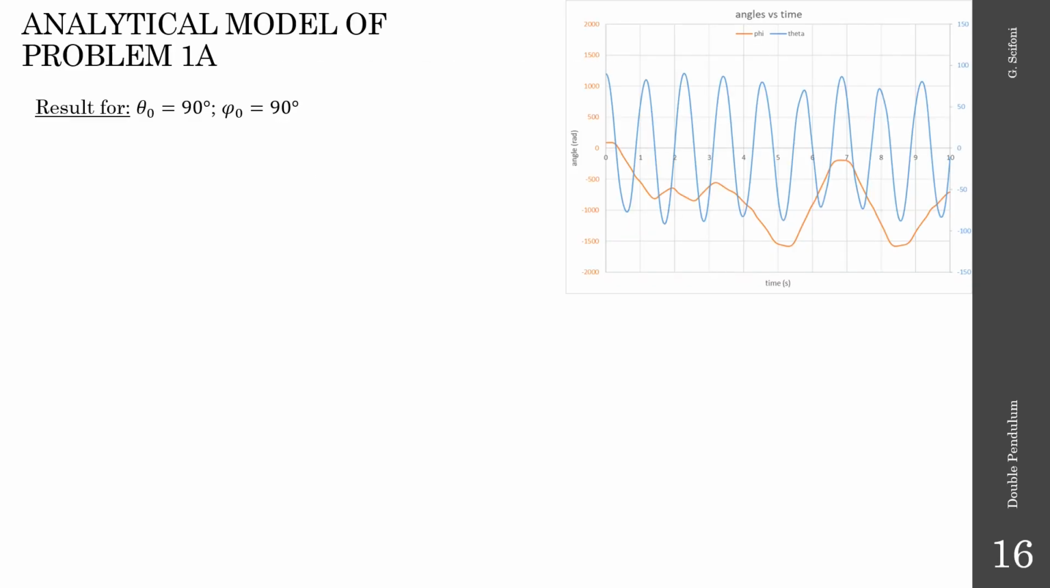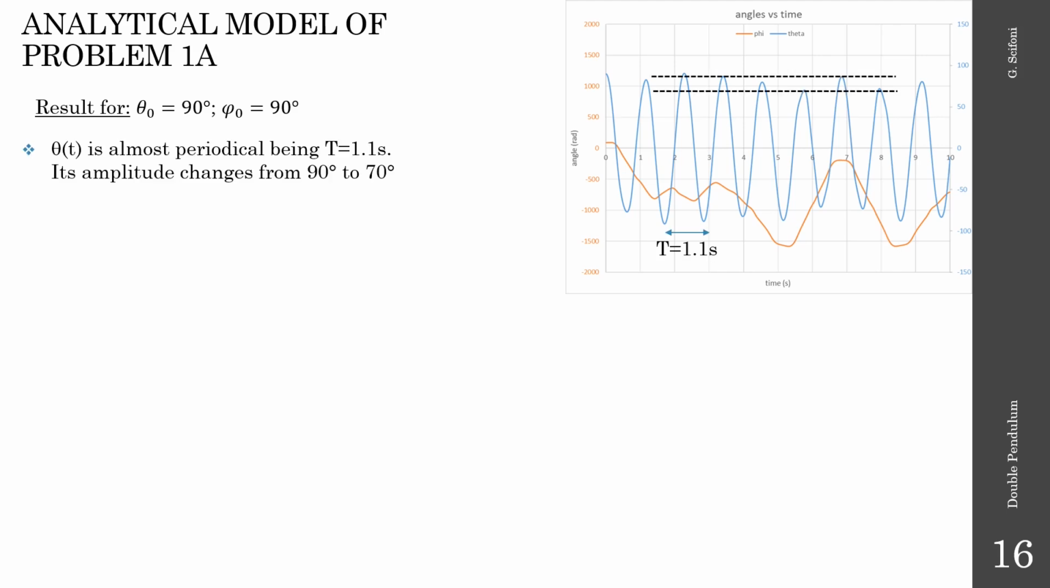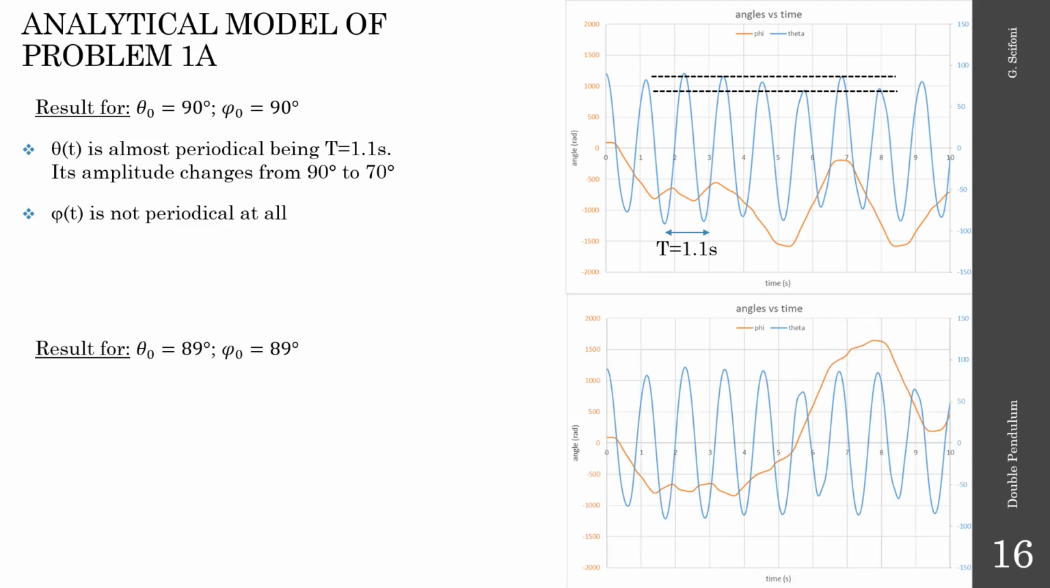In the right upper chart, the calculation results for the angles theta and phi. We notice that theta is almost periodical with a period of 1.1 seconds, even though its amplitude changes from 90 to 70 degrees. Phi is not periodical instead. If you repeat the calculation for another starting condition slightly different, for example 89 degrees for both angles, the result dramatically changes.